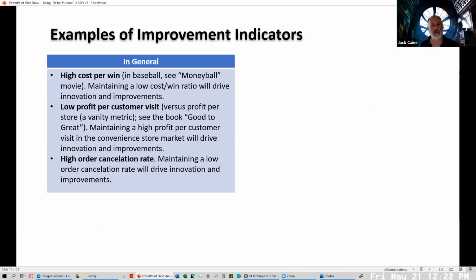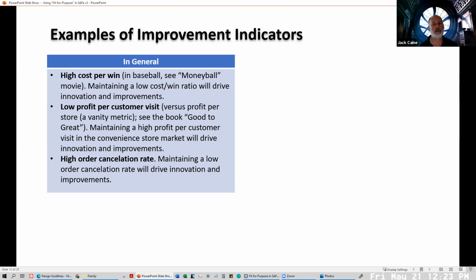So in general, examples: high cost per win. Some of you might have watched the movie Moneyball. This was actually an improvement indicator in the Moneyball movie. So maintaining a low cost per win ratio will drive innovation and improvements. That's what it did for the Oakland A's.